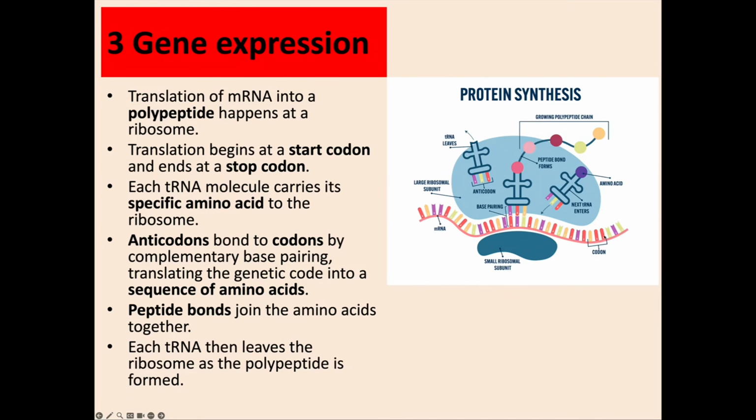Key thing is start and stop codons at the start and the end. That tells the ribosome to start or stop. We have tRNAs, which have anticodons on them that are complementary to the codons on the mRNA, so we know where to put the tRNA. When the tRNA arrives, it brings a specific amino acid.